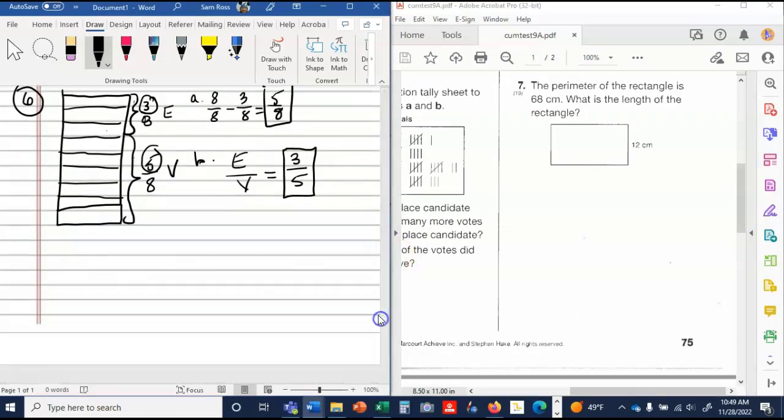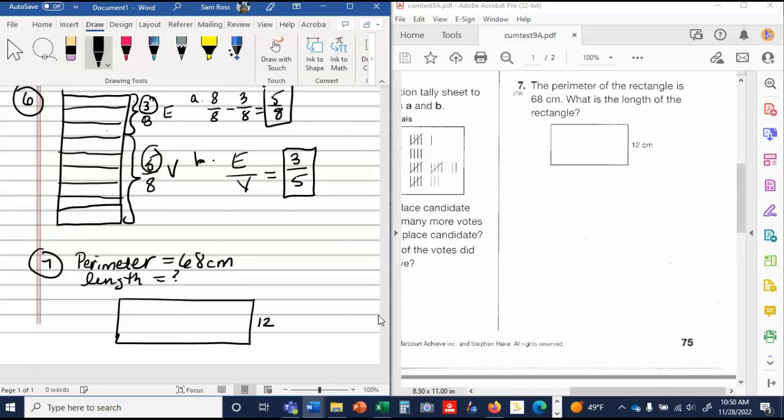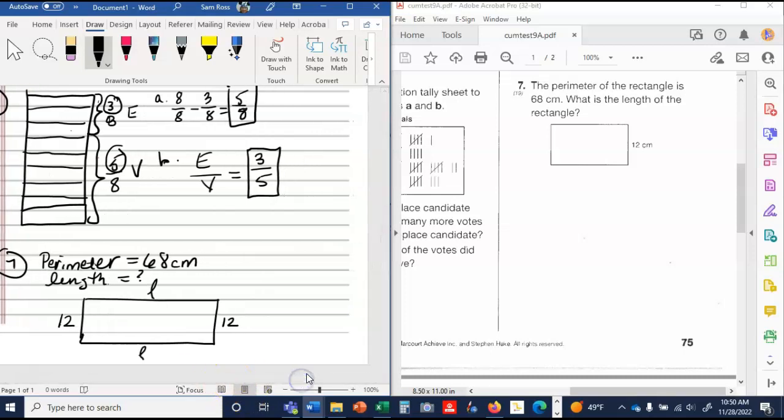All right, where are we at here? Oh, we can do 7 right here. So it says the perimeter of the rectangle is 68 centimeters. What is the length? That's what we're looking for. And here's our rectangle. We know this is 12, and we know this is 12, right? We're looking for the length, which is here, right? So let's go ahead and write a formula. I know that 12 plus L plus L is going to be equal to 68.